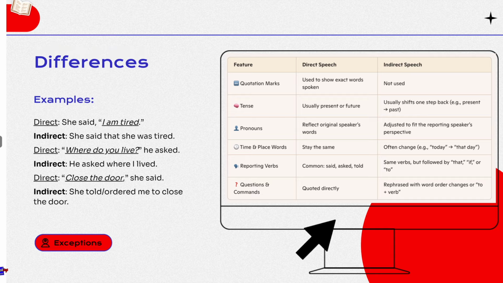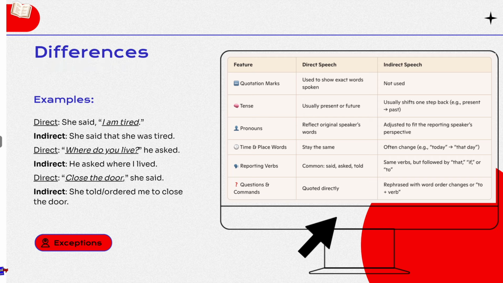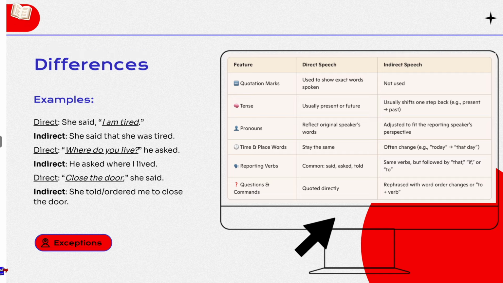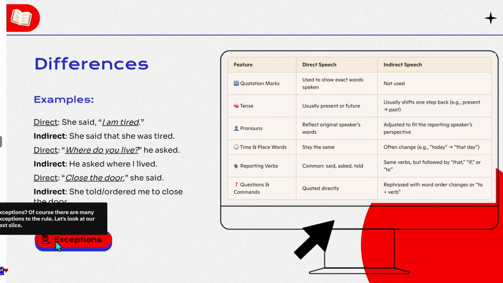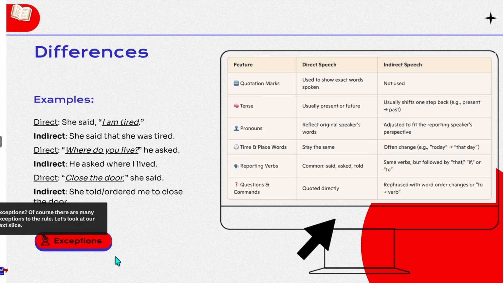Then the final example is an imperative sentence. "Close the door," she said. We can say she told or ordered me to close the door. Here we need to use to close the door, to make it infinitive. Exceptions, there are a lot of exceptions, obviously, and we're gonna look at them on the next slide.